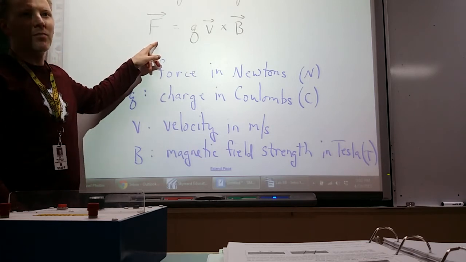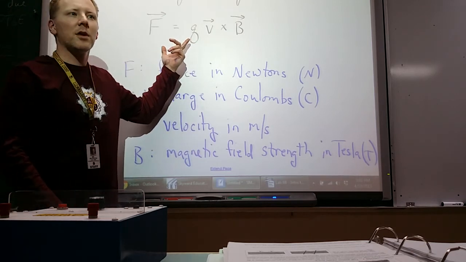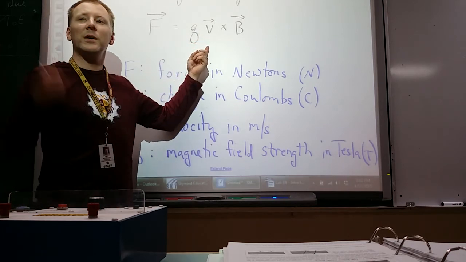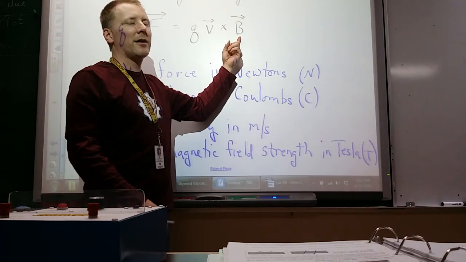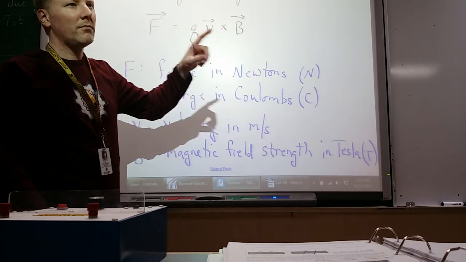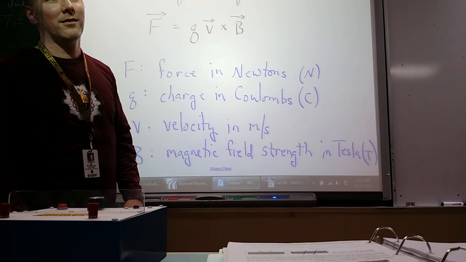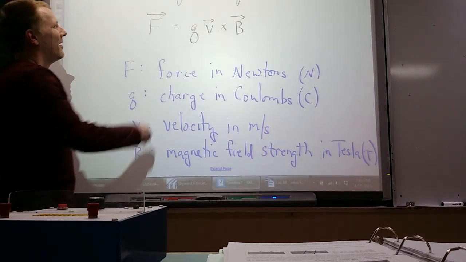The force on a particle would depend on its charge. The higher the charge, the greater the force. It would depend on its speed, so how quickly it is going through the magnetic field. And it would depend on how strong the magnetic field is. All of those make sense. However, we have never multiplied two vectors together before. It's a cross product. Yep.